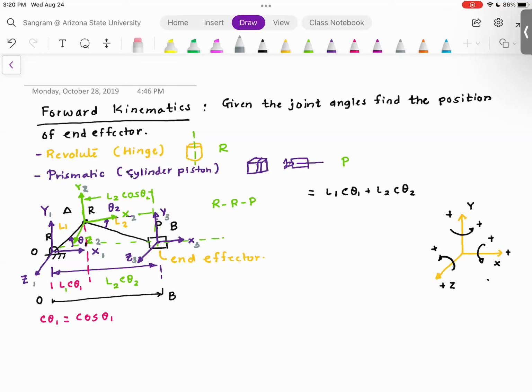Positive. That's why I defined it like that. And my Z, or my X, basically O to B in this particular case, is also positive. Yes. So, sir, the second, L2, shouldn't we count the theta 2 from, first we align L2 with L1 in the same direction, and then from that zero it's like negative theta 2?